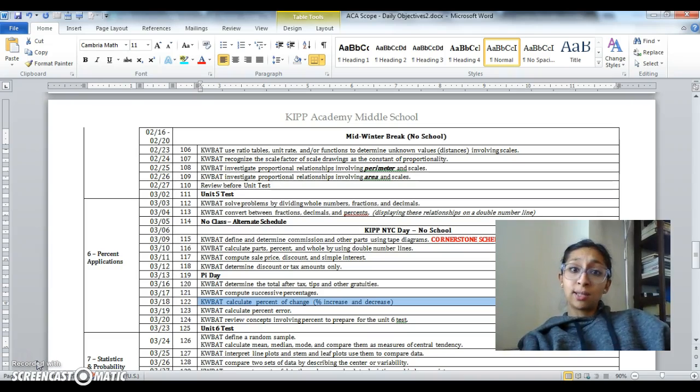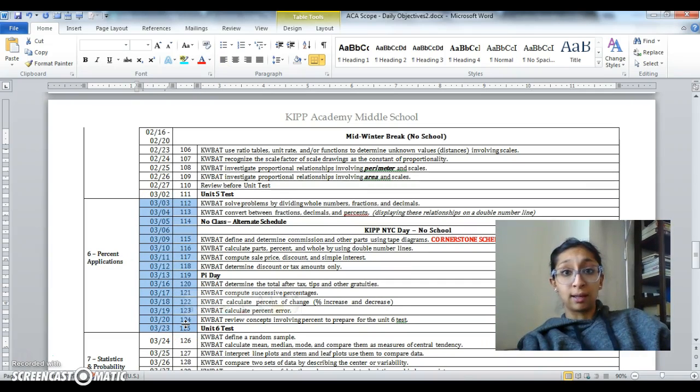The other thing I also wanted to discuss in this reflection is how I took apart the percents unit, which you see here in my scope. These resources are also included in the reflection so that you can see them for yourself.